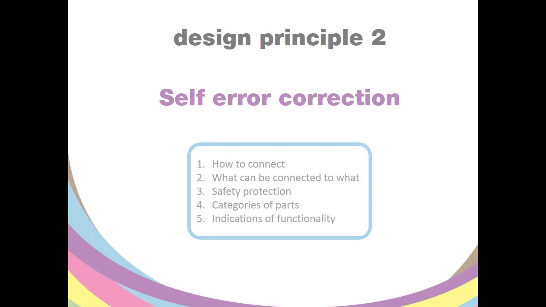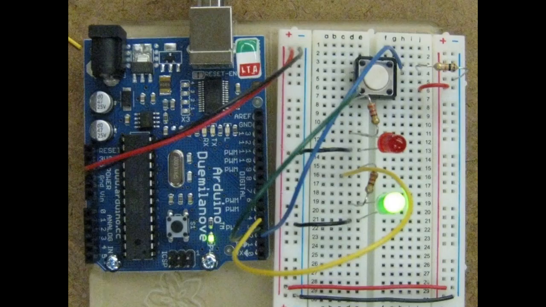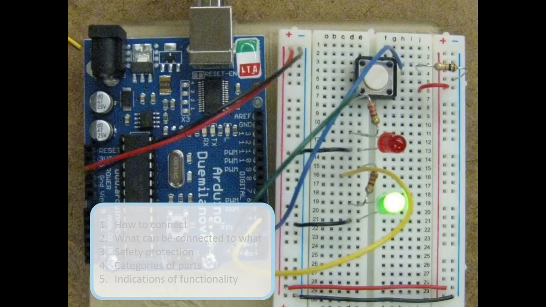So again, some examples. So here, again, you have no indication of how to connect things, what connects to what, or what the categories of things are. You have to figure things out completely by yourself.